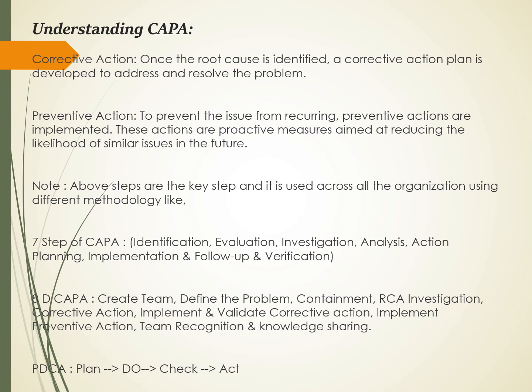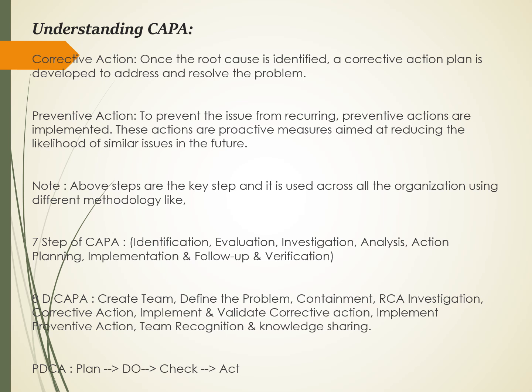So in a nutshell, these are the four steps, but across the organization, across the industry, these steps are used in different ways. The execution of the steps is different. Let us take one example, the seven steps of CAPA. In the pharmaceutical industry, they use the seven steps of CAPA. The seven steps are identification, evaluation, investigation, analysis, action planning, implementation, and follow up, and then verification. So they break down these four steps into seven steps and they perform each step individually as per their template.